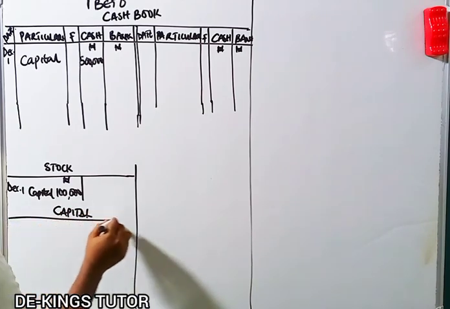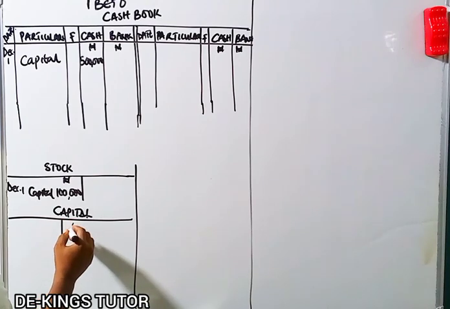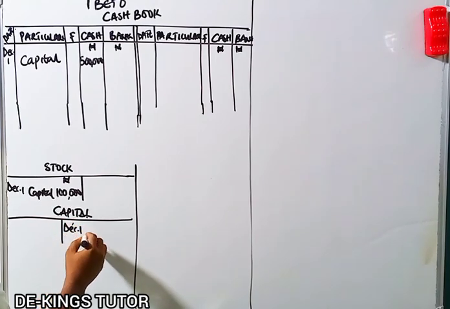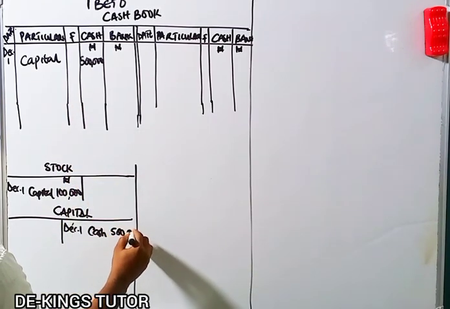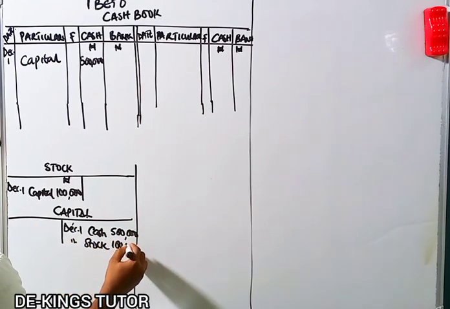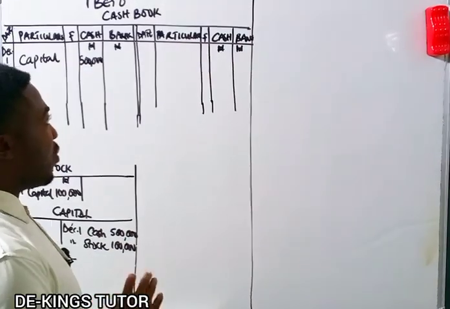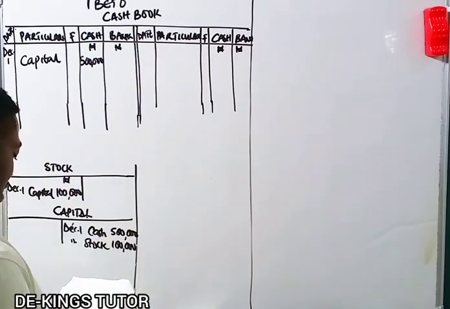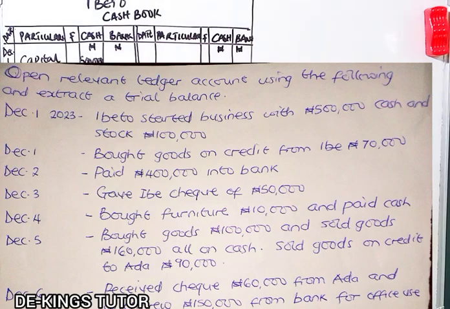Capital. Now we'll have December 1st, we'll have cash 500,000. Then we'll have stock 100,000. Now we have completed the double entry. Okay, we've completed a double entry. Started business with that. Now the next thing it says, bought goods on credit from eBay, 70,000.